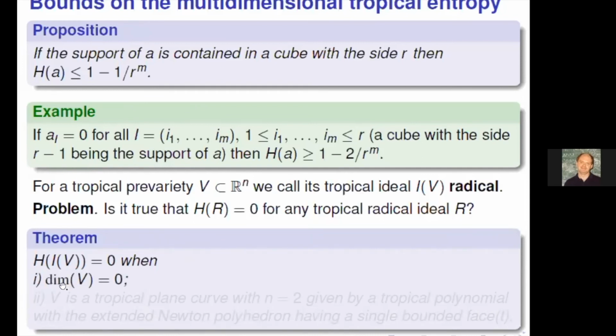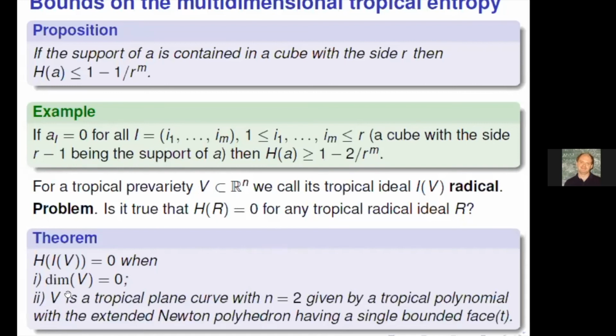It is true when we consider a zero-dimensional tropical prevariety, consisting of a few points. In another case, it is true when V is a tropical plane curve in the plane, given by a tropical polynomial with an extended Newton polyhedron having a single bounded face. Actually, what is the extended Newton polyhedron?